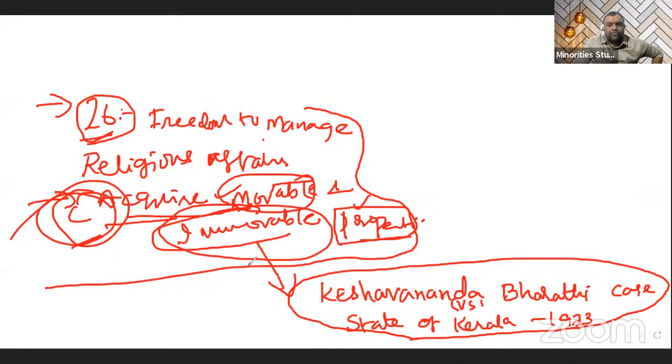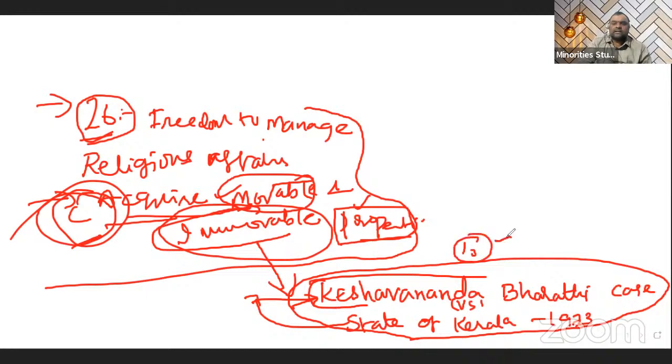The High Court gave a favorable judgment to Kesavananda Bharati, and the state of Kerala moved to the Supreme Court. That is why, in the Kesavananda Bharati case, for the first time a full bench of the Supreme Court, 13 judges, gave the judgment. This case is very, very important, and based on this judgment, the basic structure of the constitution should not be disturbed.